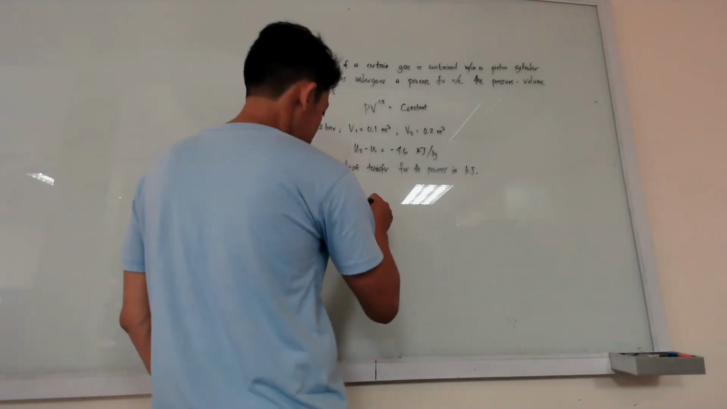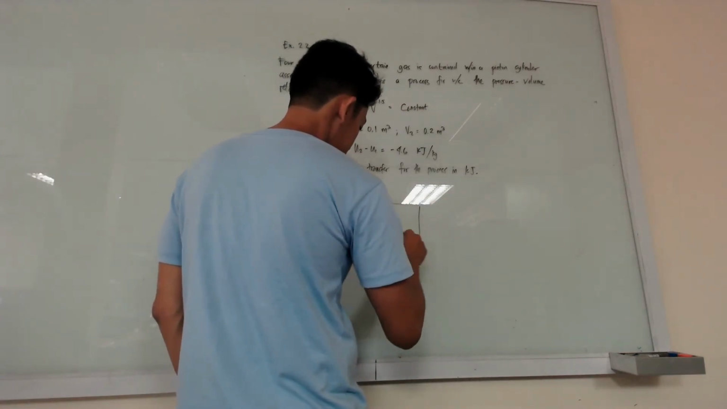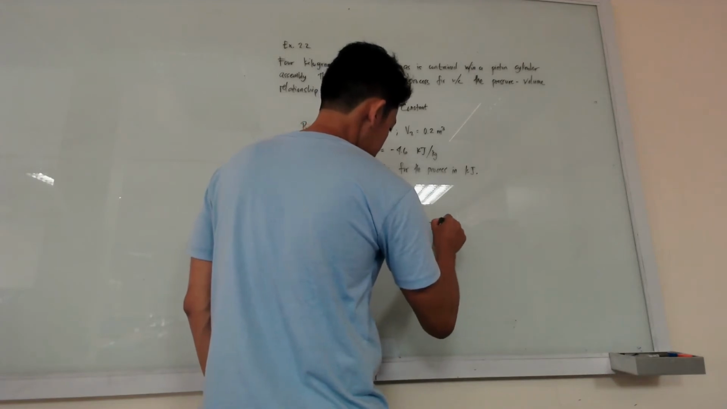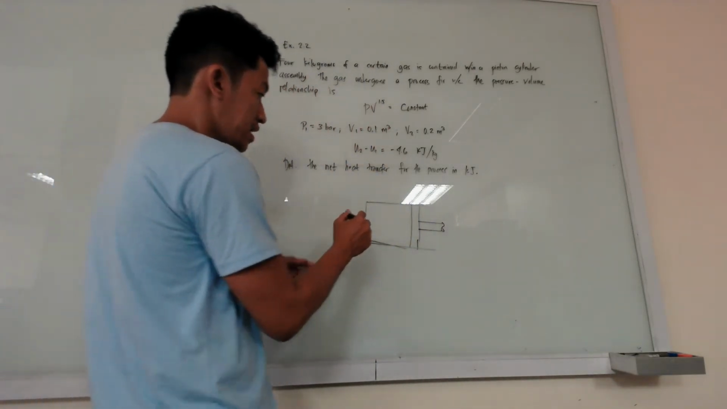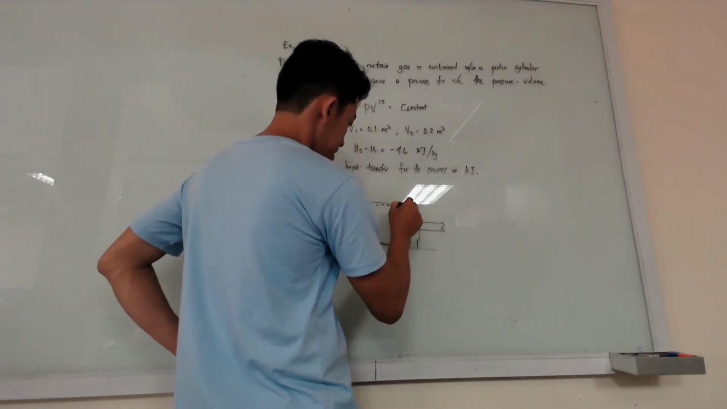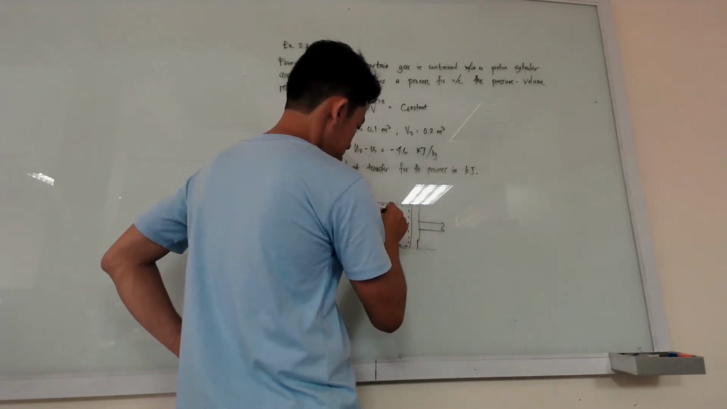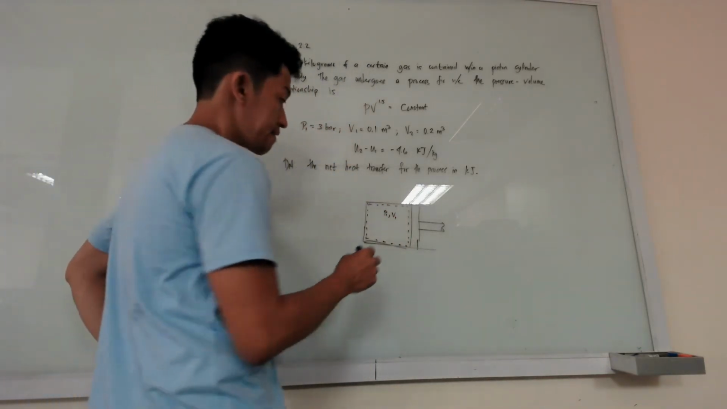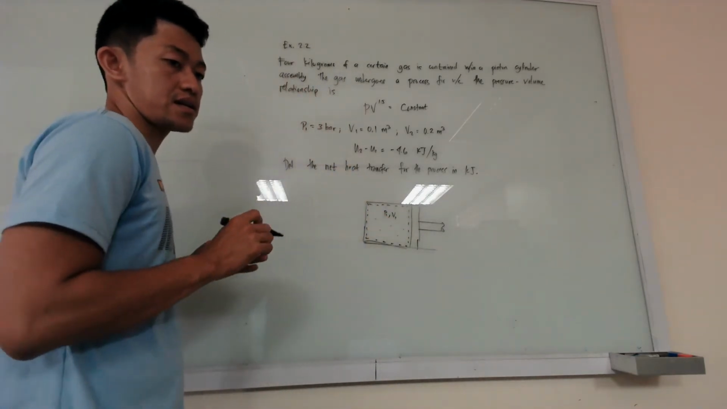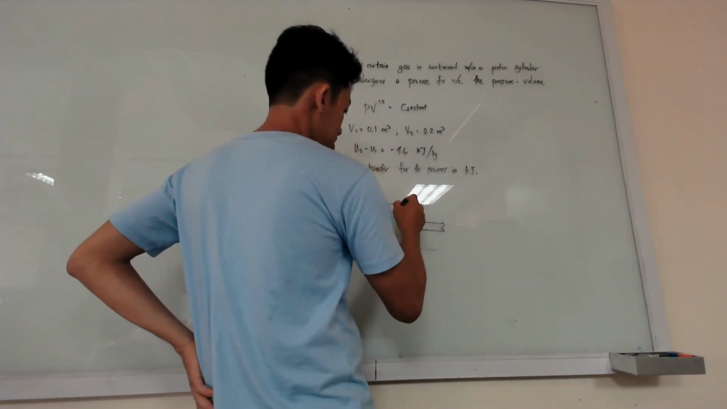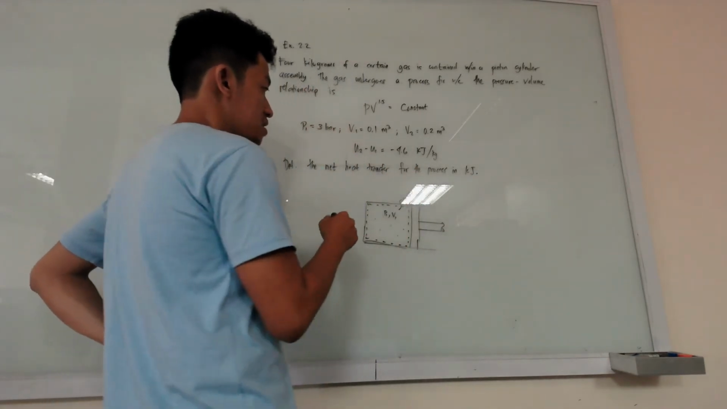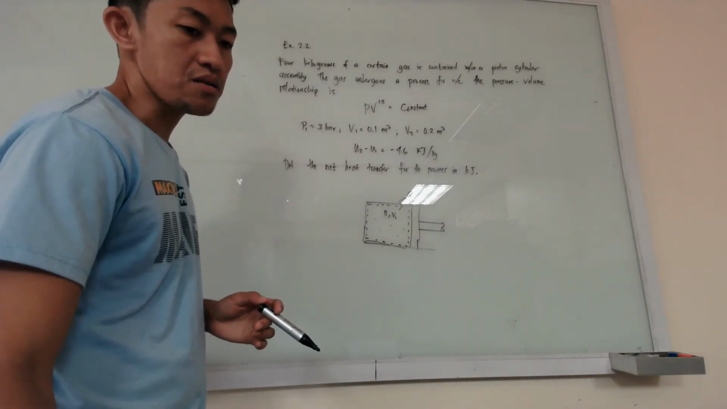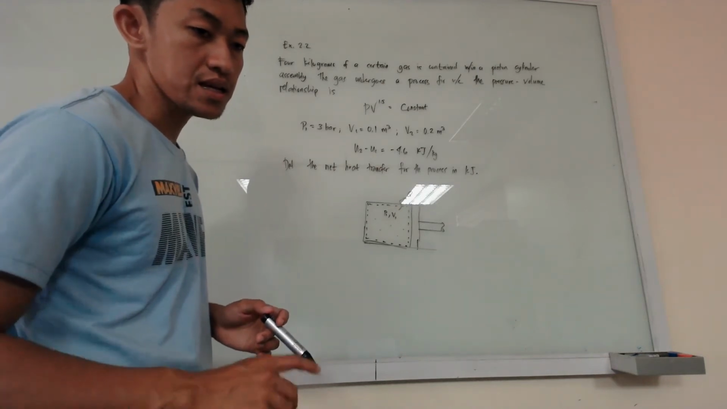The question is, determine the net heat transfer for the process in kilojoule. If we draw the diagram, this is your piston cylinder assembly. Initially it contains gas with an initial pressure and initial volume. Then the gas will expand, and there is heat transfer to the surroundings. So the question is, how much is the net heat transfer?